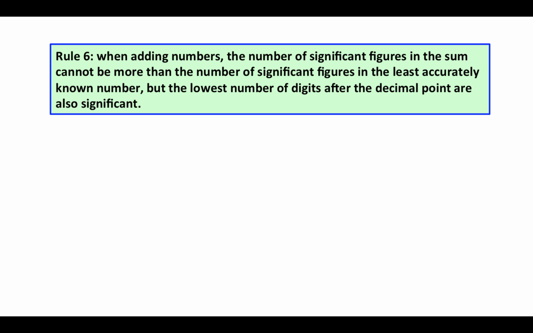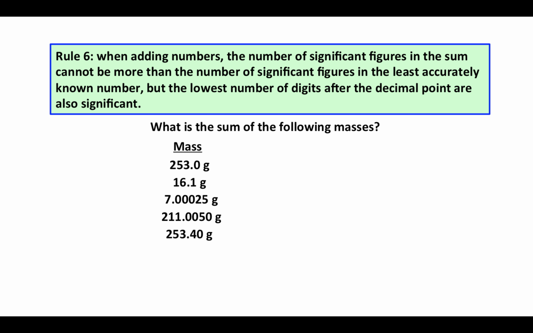Rule 6 says that when adding numbers, the number of significant figures in the sum cannot be more than the number of significant figures in the least accurately known number, but the lowest number of digits after the decimal point are also significant, and we're going to have to illustrate this. What is the sum of the following masses? And there are 5.